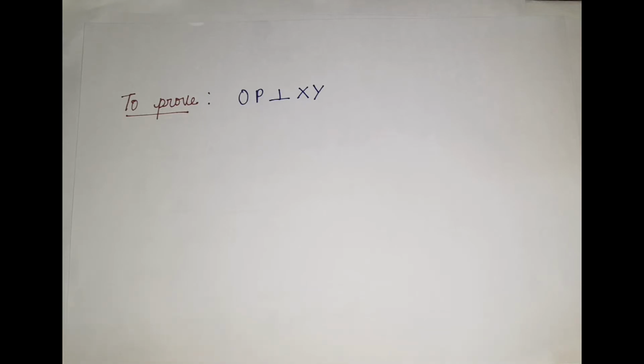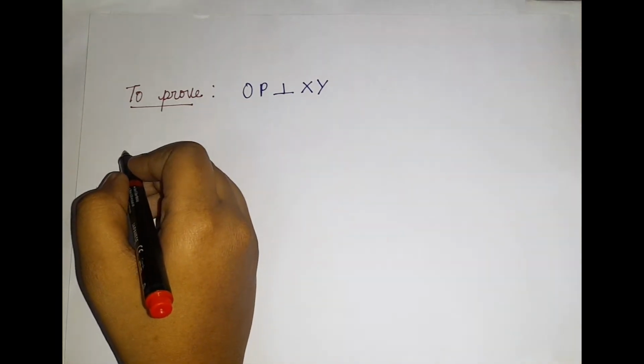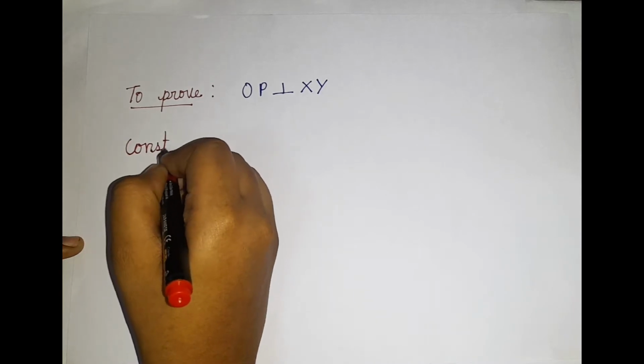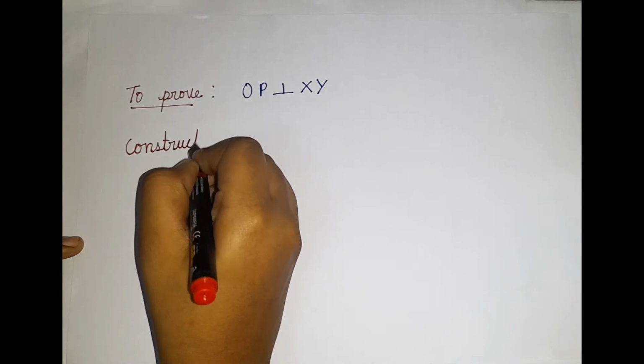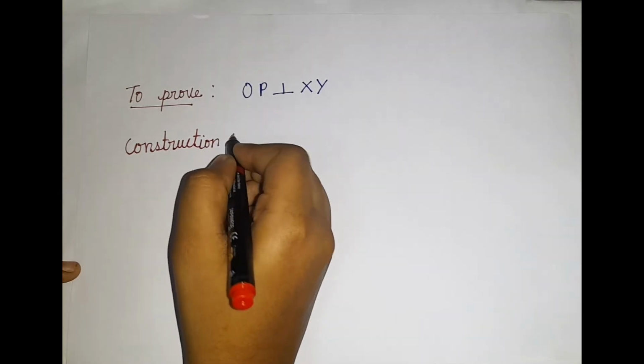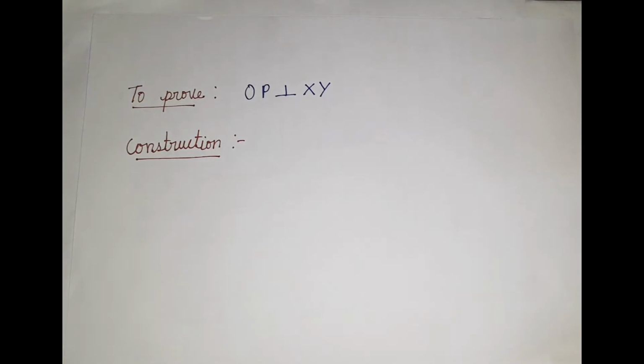What are all the things we did after drawing a circle? Okay, so first of all, now we can just write construction. If you write all these steps, then only you will get the mark. Then only you will be able to score marks. So construction. What is the construction? Construction means after drawing the circle, we just did a few things, am I right? So we are supposed to do that.